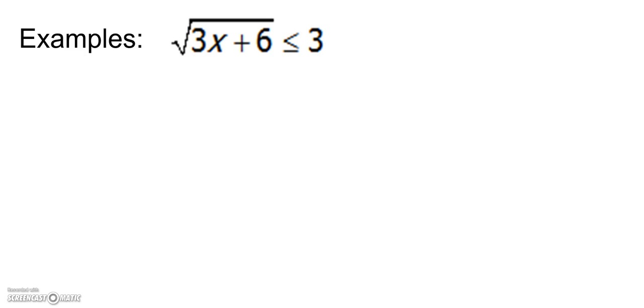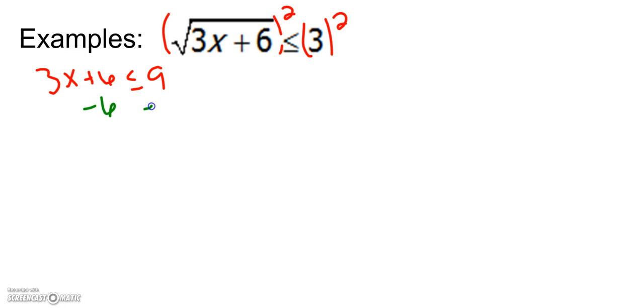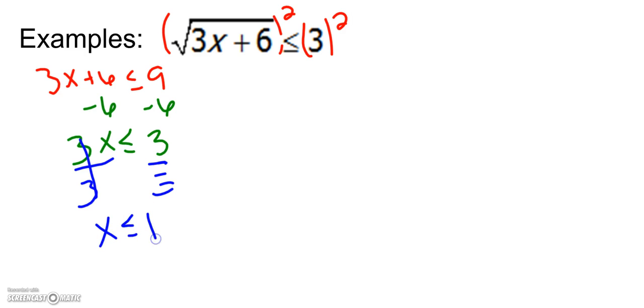So our first example, we have the square root of 3x plus 6 is less than or equal to 3. So our first thing that we need to do is isolate the radical. But luckily it's already done for us. So now we can go ahead and square both sides. When you do that, you get 3x plus 6 is less than or equal to 9. Now we're going to solve for x. So I need to subtract 6. So 3x is less than or equal to 3. Then divide by 3. So the 3's cancel on both sides. So I get x is less than or equal to 1.